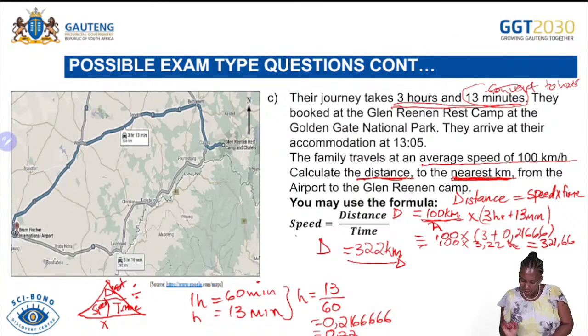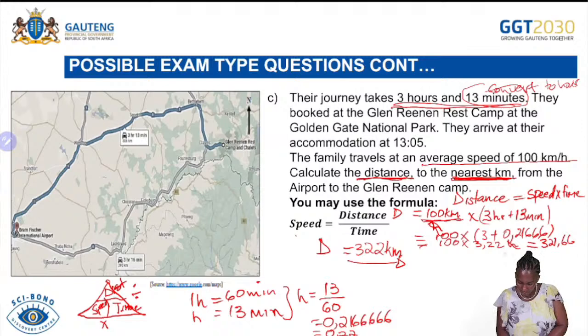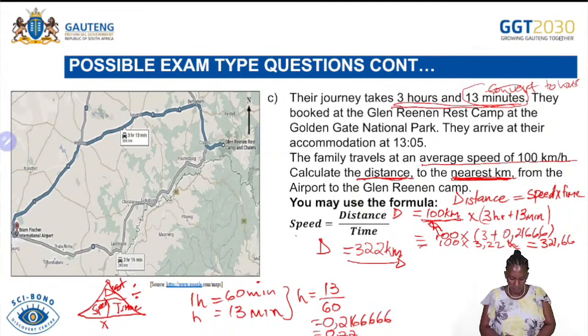0.2166666. And then now remember, because they said our answer must be to the nearest what? To the nearest kilometer. Because we are looking for the distance, the hours will cancel off, and as they cancel off, we know that we are only left with the kilometers, and they said it must be to the nearest kilometer. 100 multiplied by 3.2166, then 321.66, and then we just say okay, fine, our answer was going to be 321.66, and then we round it off to the nearest kilometer. It will give us 322 kilometers.